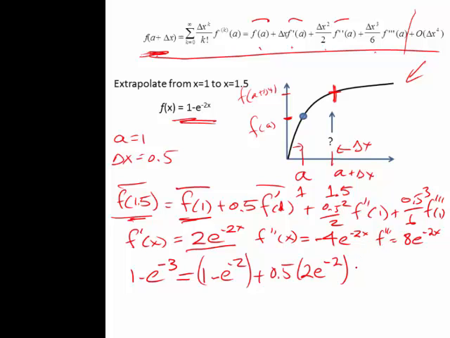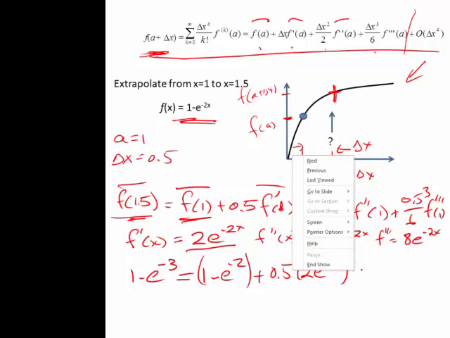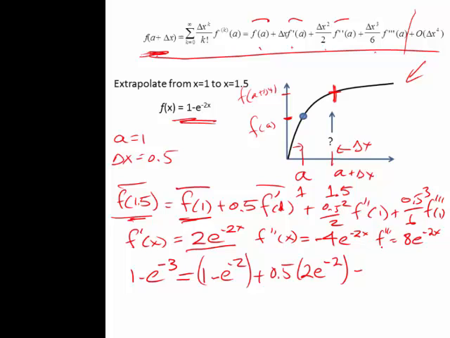And we have the next term, which would be minus 0.5 squared over 2 times 4e to the minus 2. Okay, that comes from this term here and that term. And then we would get another term here that would be 8e to the minus 2 times 0.5 cubed divided by 6. That would go right there. Okay, so this now gives us something we can just plug in the calculator and get a set of numbers for the results of this series approximation.